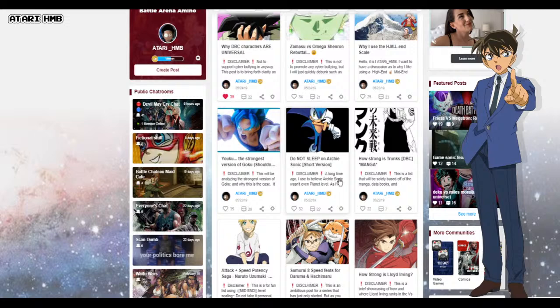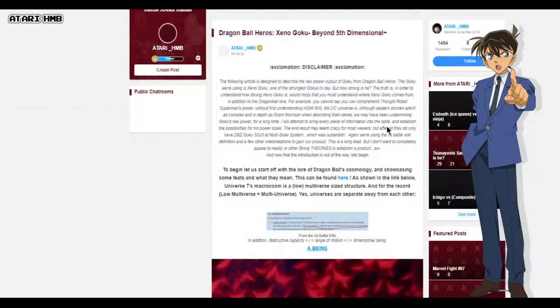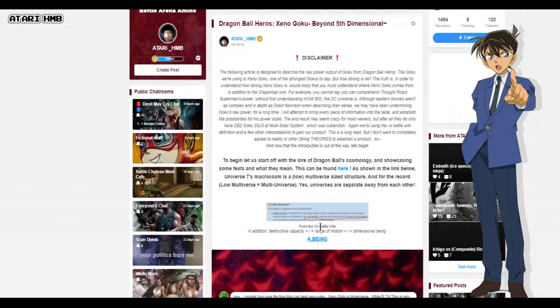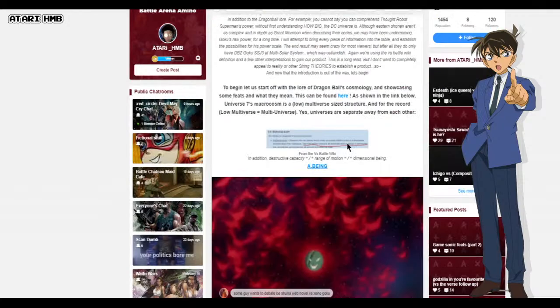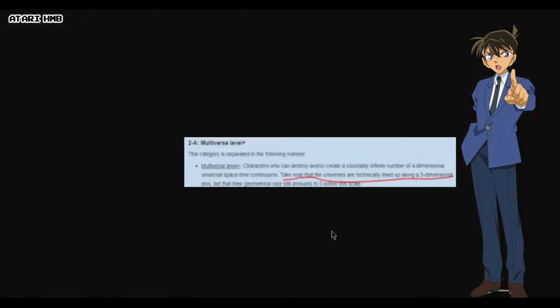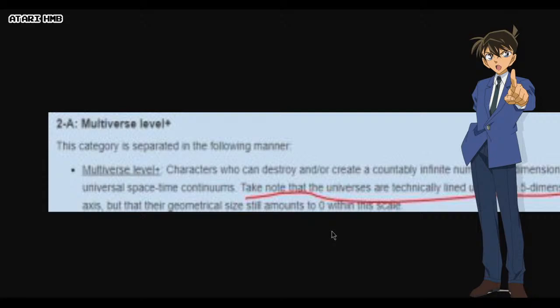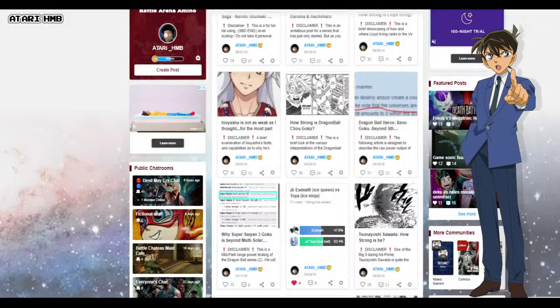I do humbly apologize. There we go, Xeno Goku. Here's the stupid thing here. Yep, that was the explanation of the macrocosm, and then we have this scan right here. Those of you who can't read it, I'll read it to you. This is back in the day, before they changed it. Take note that universes are technically lined along a fifth dimensional axis, but their geometrical size still amounts to 0 within the scale. So at the time, during the SEFTA program, when you were talking about Zamasu, I'd already asserted that the fifth dimension was on a fifth dimensional axis. So if Zamasu was going to destroy the parallel worlds, he's going to destroy all of it. So that's where my whole idea came from.